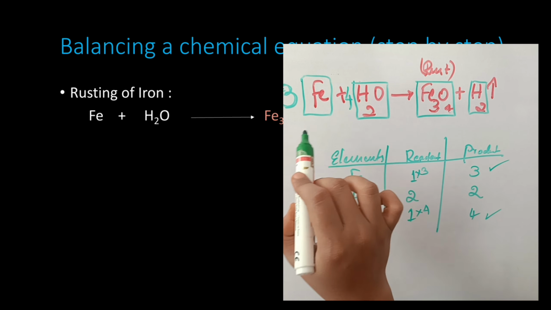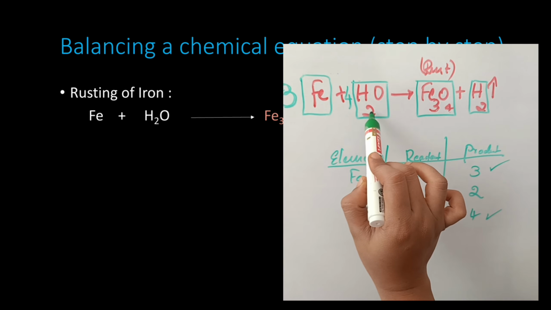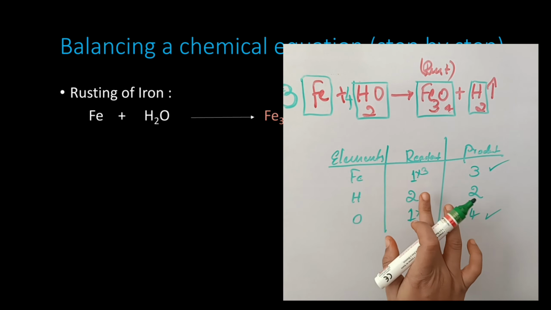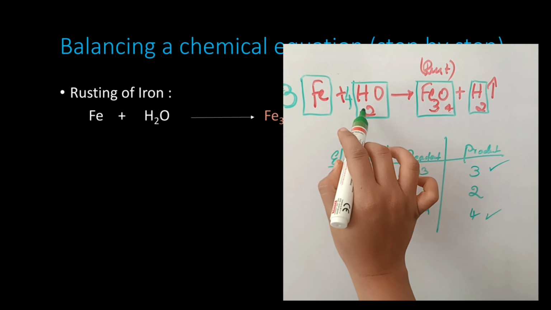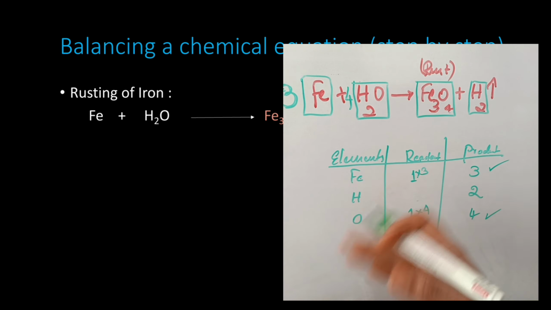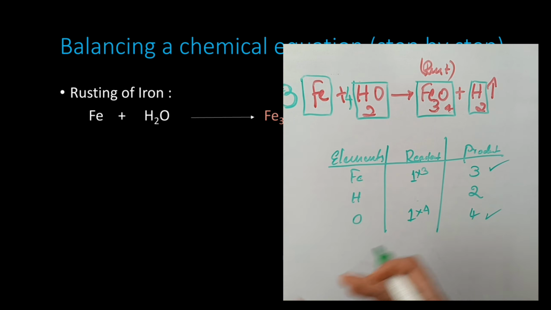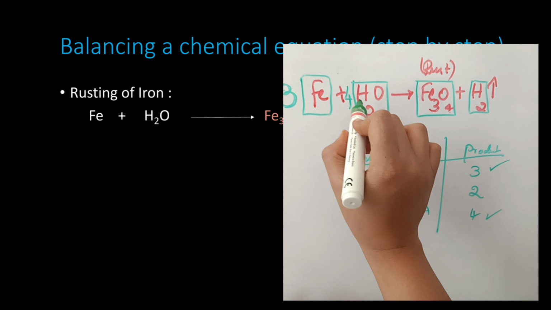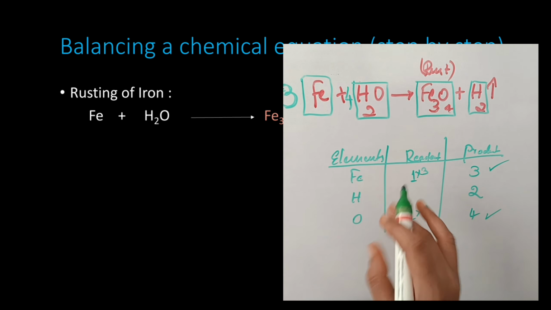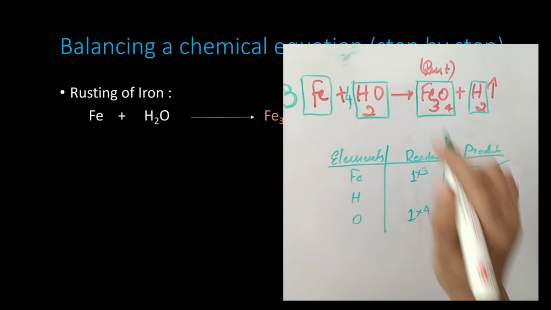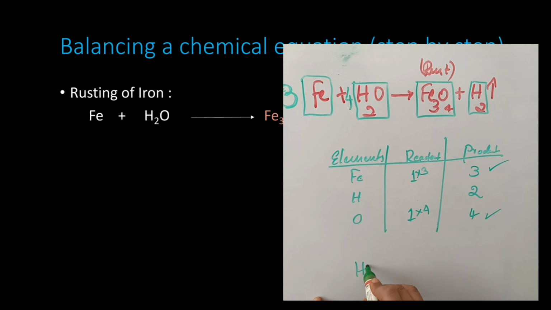When you add 4 here, there are already 2 hydrogen atoms. But when you add 4 here, now 4 2s becomes 8 hydrogen. So on the reactant side, whenever some elements are balanced, there is a chance that the unbalancing of other elements is natural. So when this becomes unbalanced again, you have to balance it again, because it is a hit and trial method. We call this method the hit and trial method.